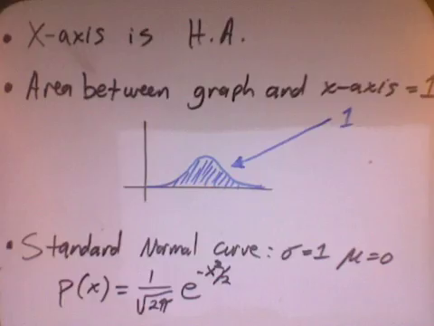All normal or Gaussian distributions are going to have the x-axis as their horizontal asymptote. The area between the graph and the x-axis is always equal to 1. That's very weird. That blue bell-shaped part there has an area of 1, and I can't prove that to you without calculus, so I'm not going to try. But that is the reason why that horrible 1 over sigma times root 2 pi is out front. Using calculus, you can show that that is necessary to make the area 1.